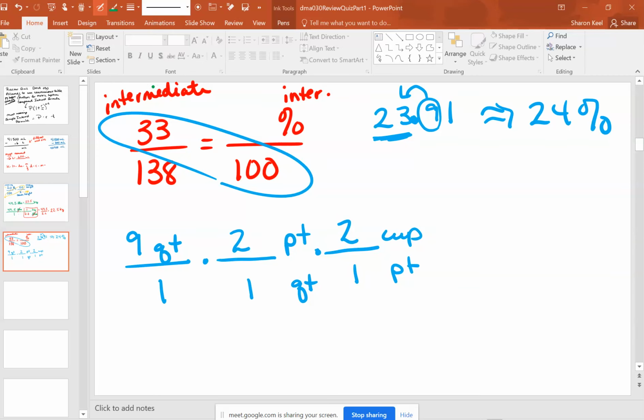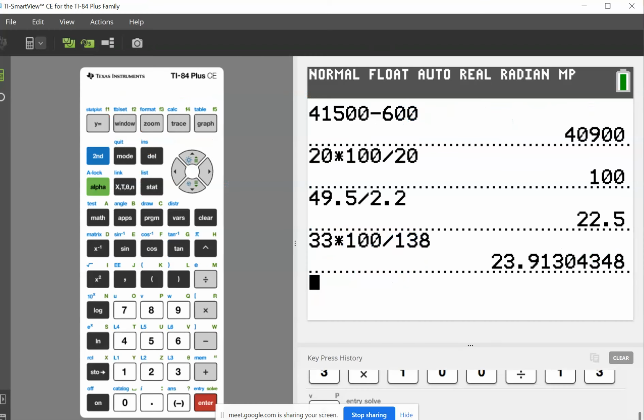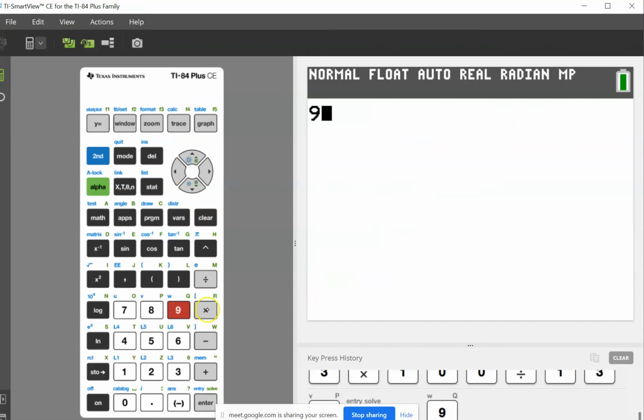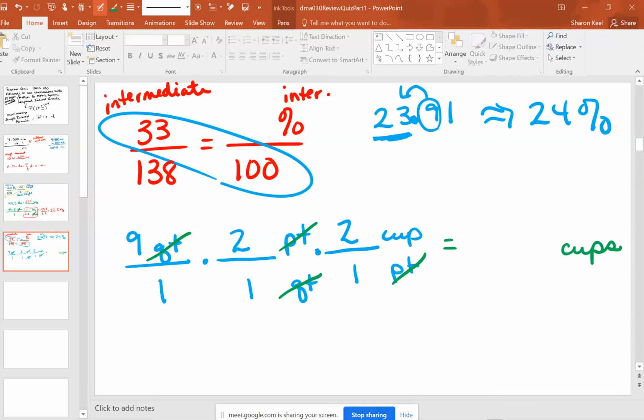And that would be on that page prior to the DMA10 at the beginning of your book. The quarts are going to cancel, the pints are going to cancel. 1 times 1 times 1 is still just 1, so there's no denominator. Then we have 9 times 2 times 2, which gives us 36. So that would be 36 cups.